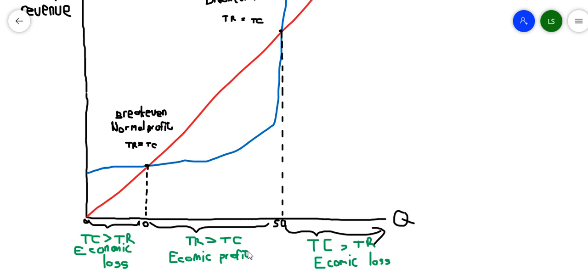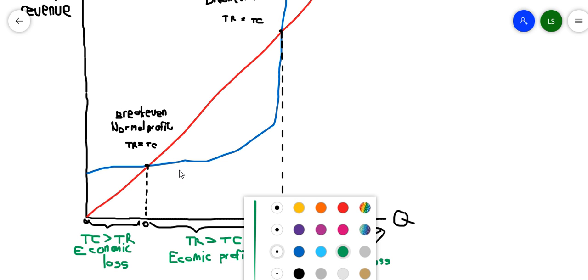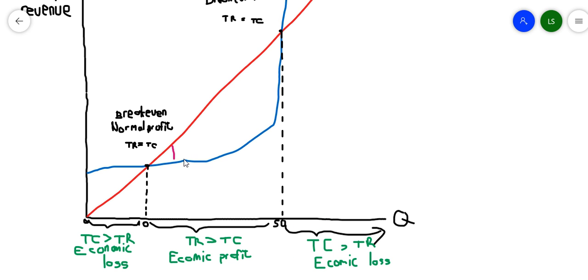We know that my business wants to maximize profits. He doesn't want to maximize losses. So he's not going to produce units here, less than 10. He's not going to produce more than 50 because then he's making losses. He wants to maximize his profit. So in this section, where his total revenue is higher than his total cost, that is where he's going to make an economic profit.